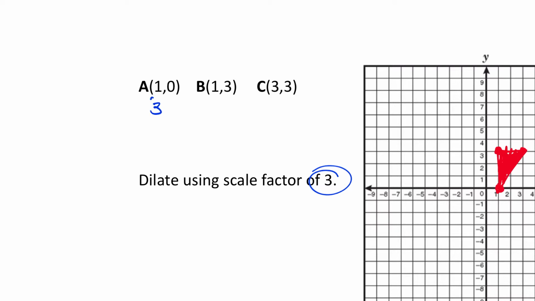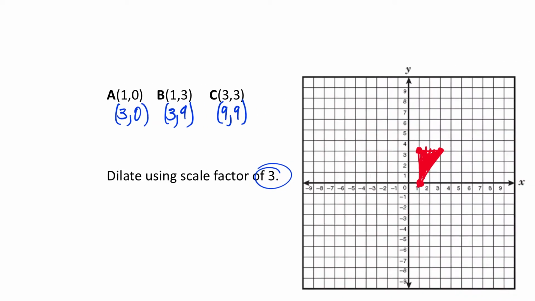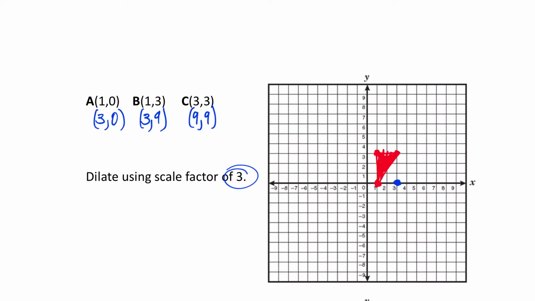3. What is 0 times 3? 0. What is 1 times 3? 3. What is 3 times 3? 9. And so then obviously 3 times 3 is 9. So those are going to be our 3 new points. Okay, so 3, 0, 3, 9, and 9, 9. Ready? Looks like that.